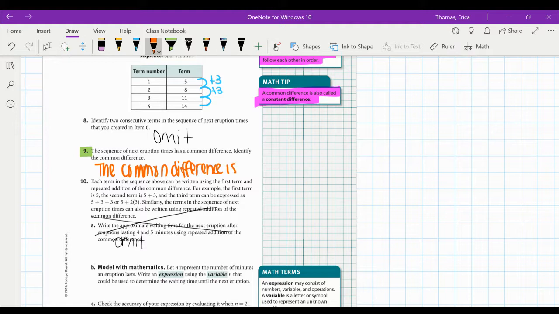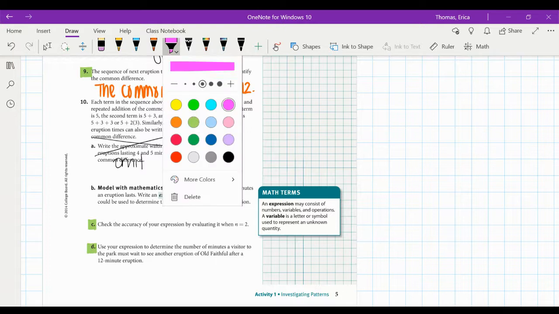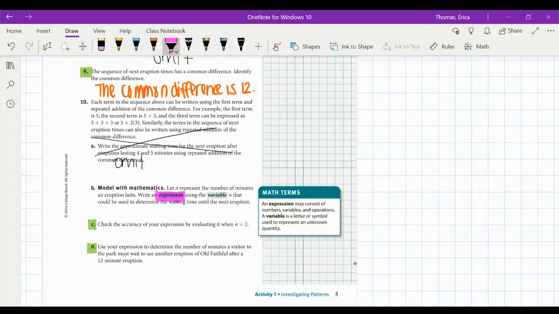Moving on to number 10, and in number 10, we are going to do C and D. I am going to give you the expression that represents the number of minutes an eruption lasts. Okay, that expression is 46 plus 12 times n minus 1. So what we want to do is check the accuracy of your expression by evaluating it when n equals 2.